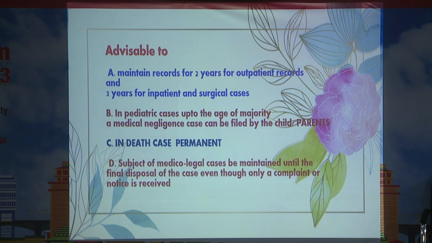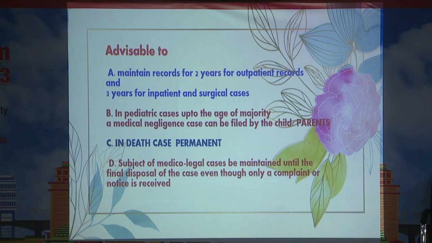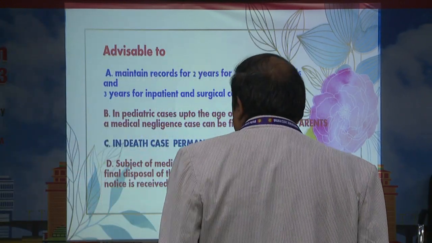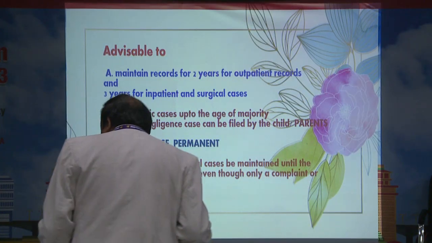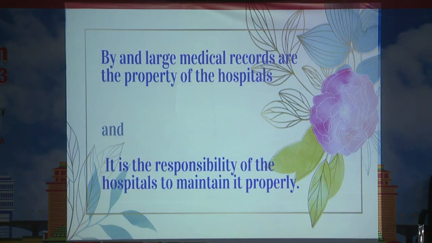So it is advisable to maintain outpatient records, even OPD records, for 2 years, and for 3 years for indoor. And in pediatric cases like ROP cases, we should have the records till the child attains the age of maturity. And in death cases, records have to be kept permanently. And if the case is sub judice, the medical record has to be kept till the case is over. So by and large, medical records are the property of the hospital, and it is the responsibility of the hospital to maintain them properly.